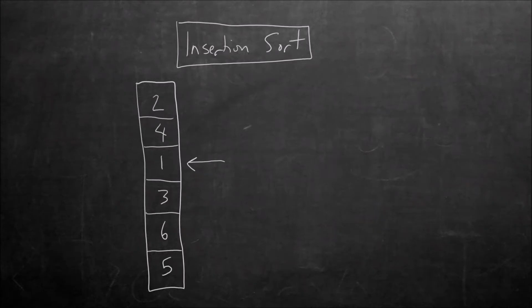Step 3, we'll move on to the third item, in this case 1. We compare it to the previous item, and 1 is less than 4. We continue comparing 1 to the previous items in the list until we either reach the start of the collection or find a number that 1 is not less than. Once we find where 1 belongs, we shift the greater numbers up 1 and insert our number. And now we have the first 3 elements of the array sorted.